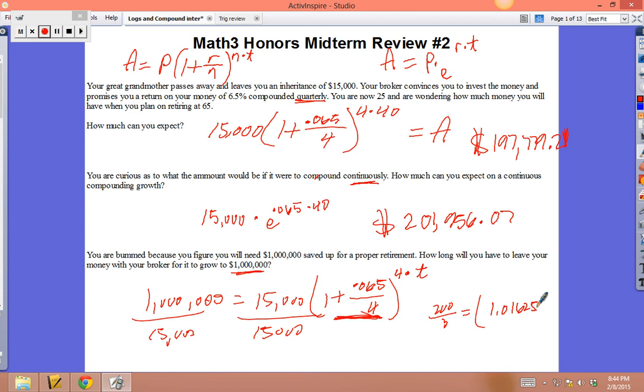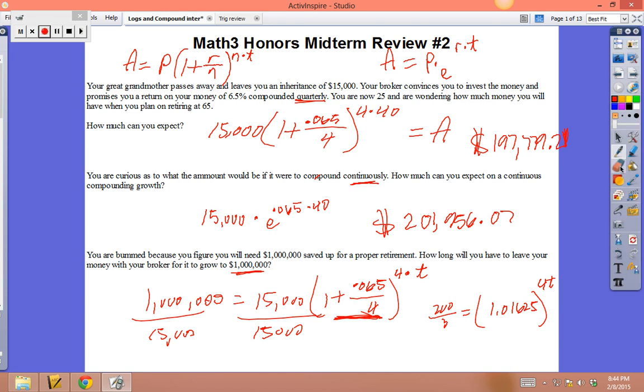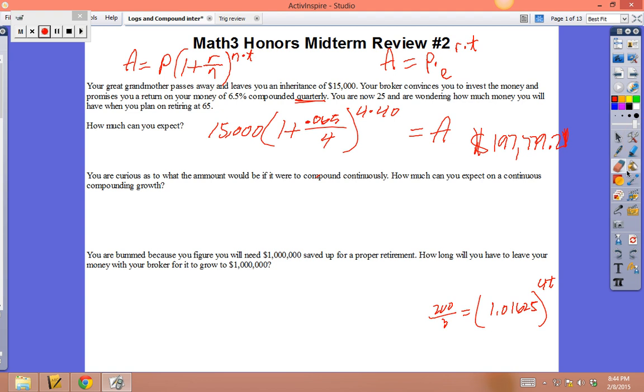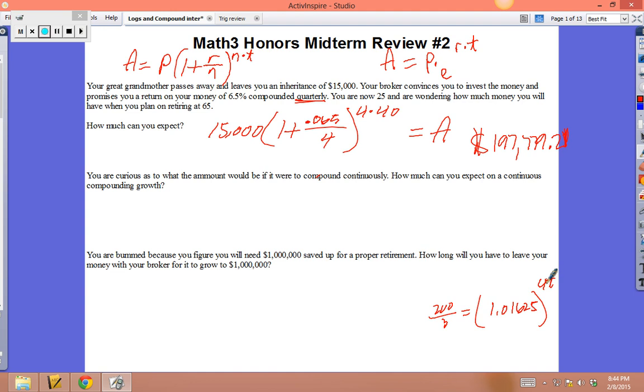So 1.01625, and I'm going to raise that to 4t. Okay, now if I want to solve for t, we're getting close. Now I've got to undo, t is kind of hooked with 4 and it's in the exponent, and the only way you can undo an exponent is a logarithm. If the exponent was known, like a quadratic, then you just do a square root, but we don't know what the exponent is, so the only way to undo it is to do a logarithm. So now let's morph this to a log.